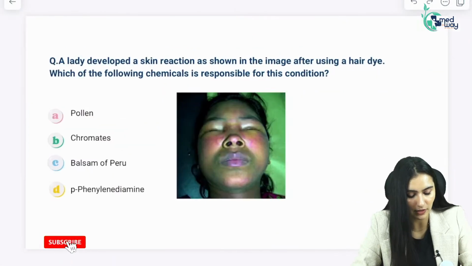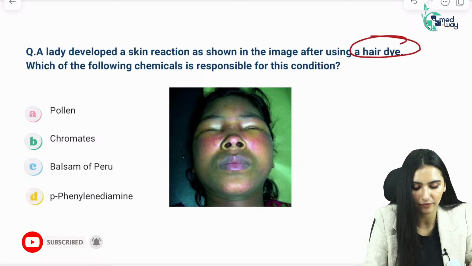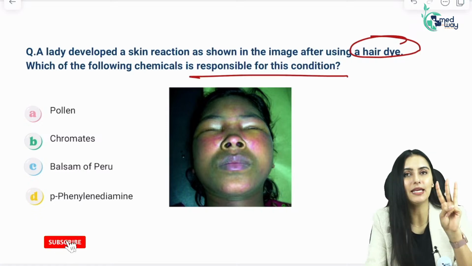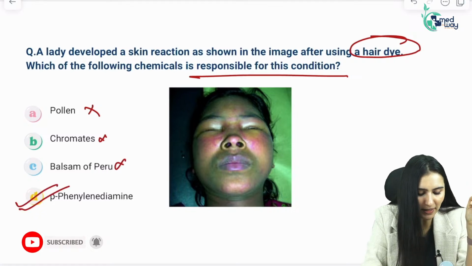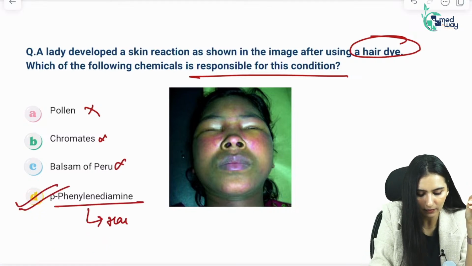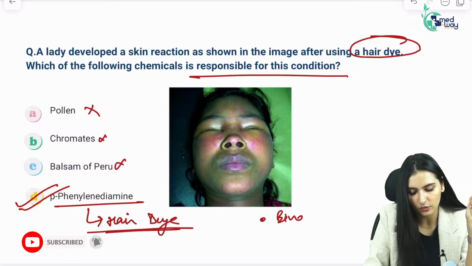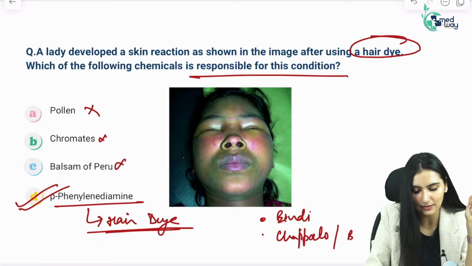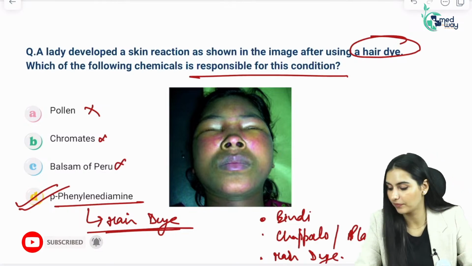Okay. Chalo, next question. A lady developed a skin reaction as shown in the image after using a hair dye. Which of the following chemicals is, I have told you. We have already discussed 3 chemicals, out of which pollen, chromates, balsam of Peru is not the answer. PPD is present in hair dye. Okay. You need to know bindi, you need to know chappals or plastics, and you need to know hair dye. Just these 3 chemicals you need to know. Hair dye is PPD. Okay?